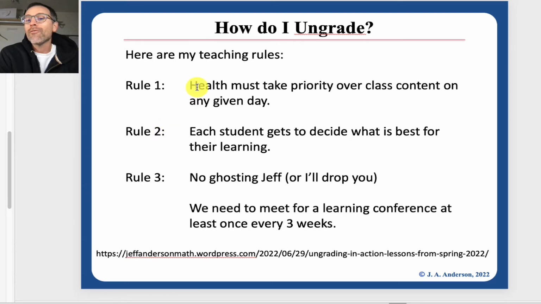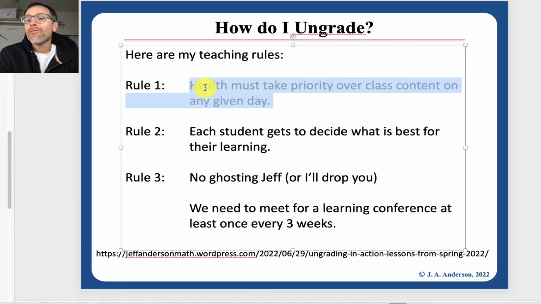I have a few rules. I have 3 basic rules in my class. Rule number 1 is that on any given day, my students' health must take priority. So I tell my students, rule 1, your health always comes first. So if you have to choose between my course and your health, could you guess what I ask my students to choose?